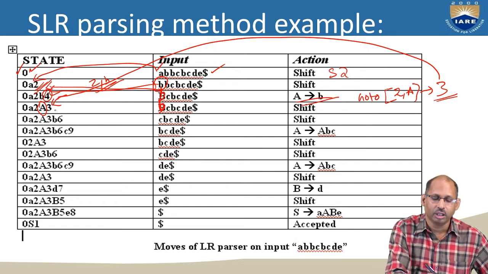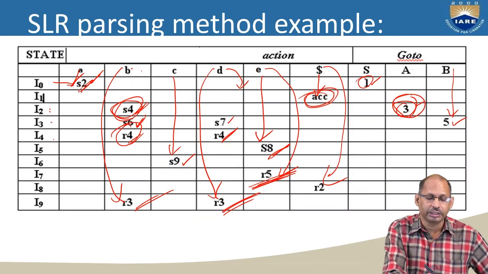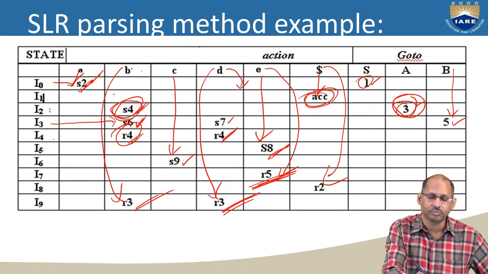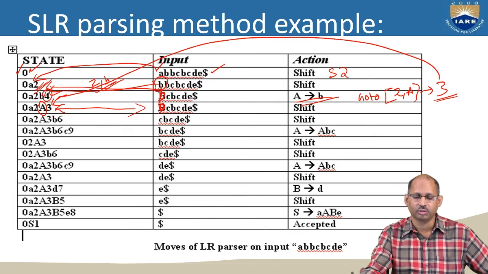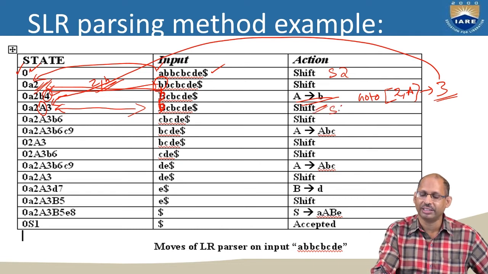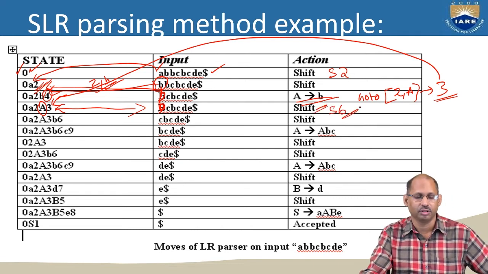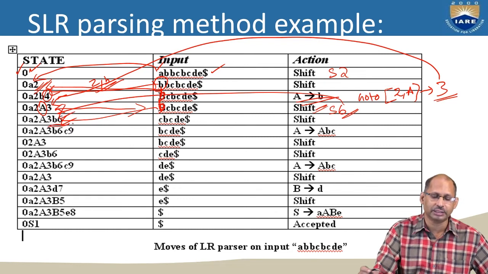Now 3 and B. What do we have? We have S6. Right? We have shift S6. So move this B into the stack, and this 6 into the stack. So it is B6. Now consider 6 and C.